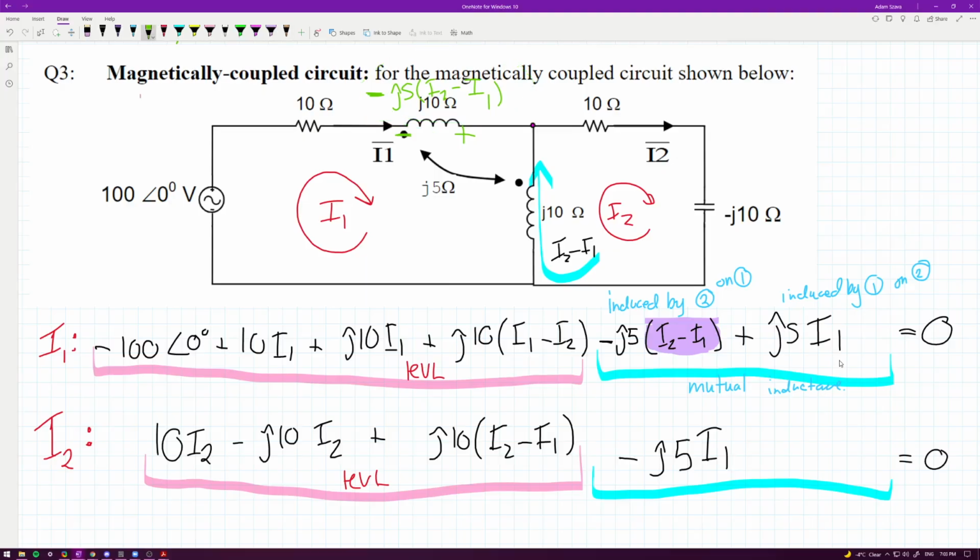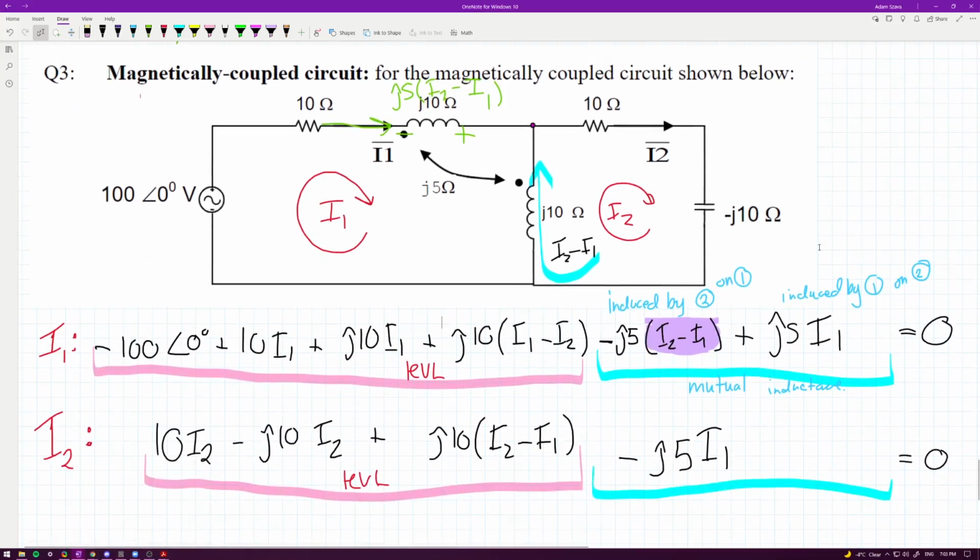Obviously, it's getting a little messy, but hopefully you can still read it. So that's the negative side, that's the positive side. It's J5, I2 minus I1. So we're going in the negative terminal, so it's going to be negative J5, I2 minus I1. So you see, this is the voltage induced by the second one onto the first inductor. If there's any questions, let me know. Happy to help.